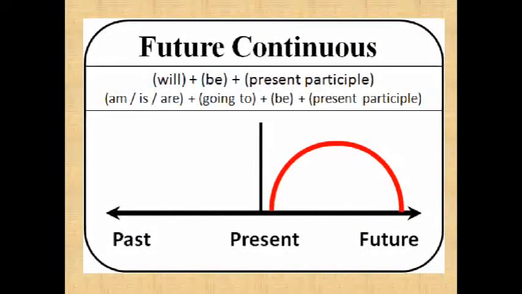Now, time to learn about the future continuous tense. The future continuous tense talks about an action which begins in the future, goes on for some time, and also ends in the future. The timeline shows the continuity of the action. What is the structure for a future continuous tense? Will plus be plus the present participle, that means verb in the ing form. Am, is, are plus going to plus be plus present participle.